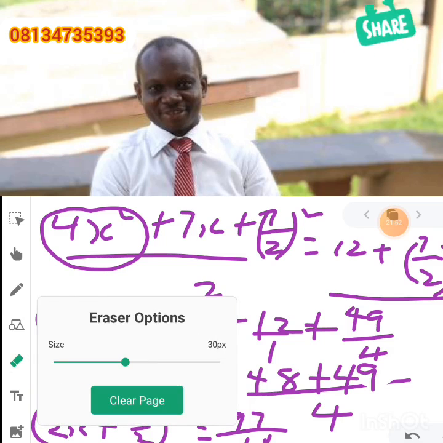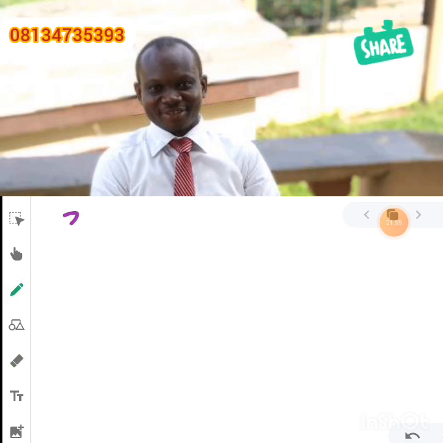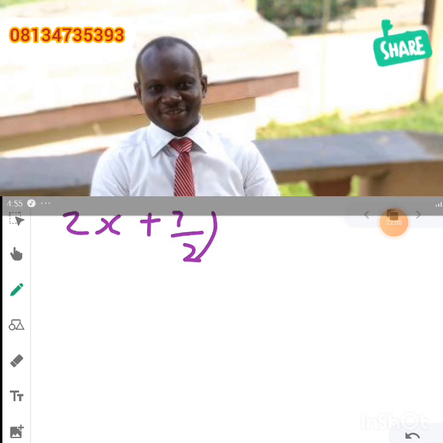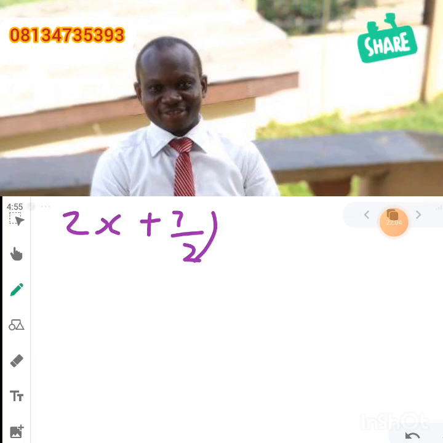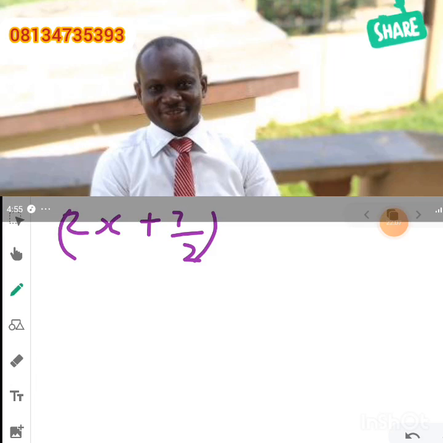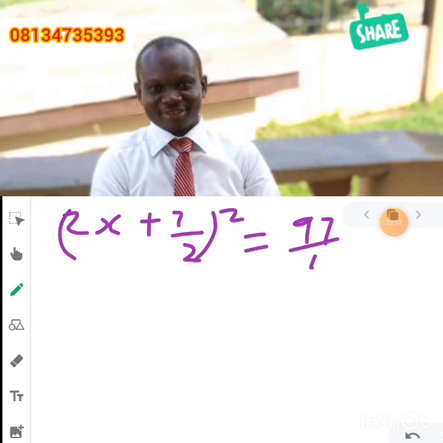2x plus 7 over 2 all squared equals 97 over 4. So you can find the square root of both sides.